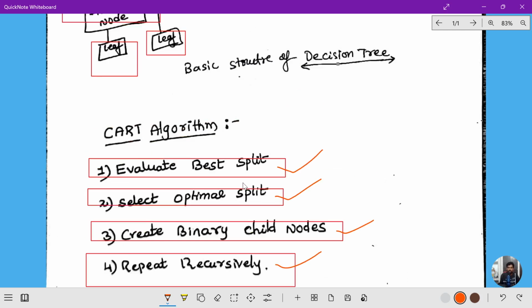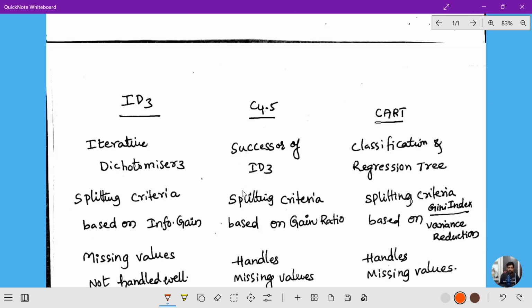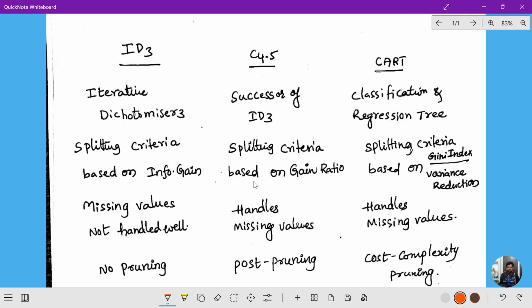Till now we discussed three different algorithms in decision trees. Now we'll see the difference between ID3, C4.5 and CART. You observe on the screen. What is the meaning of ID3? ID3's full form is Iterative Dichotomiser 3. C4.5 is the successor of ID3. What is the full form of CART?